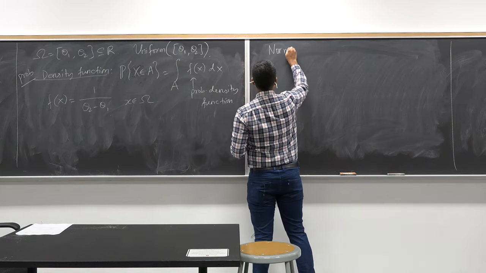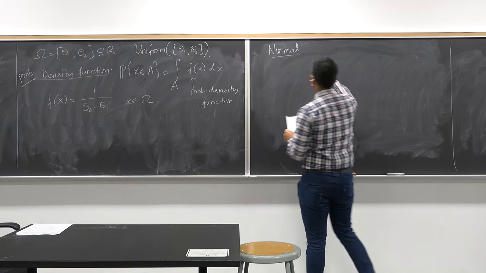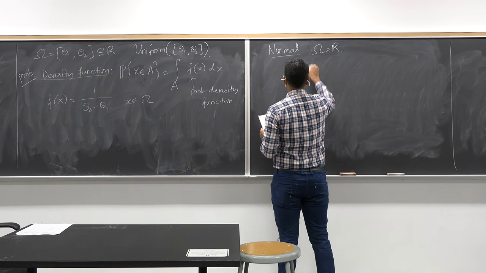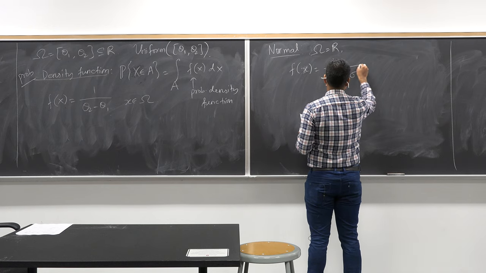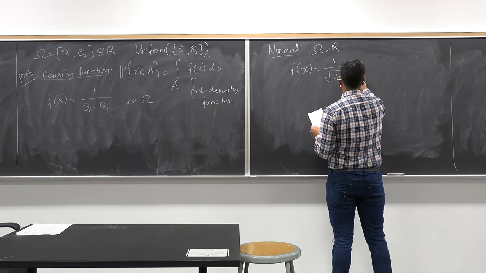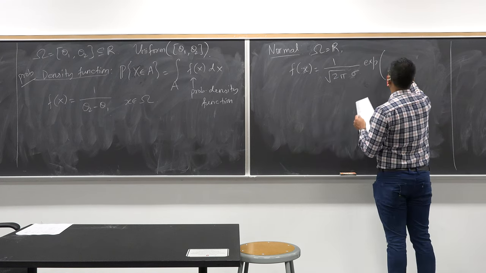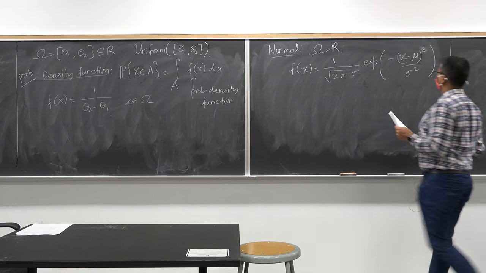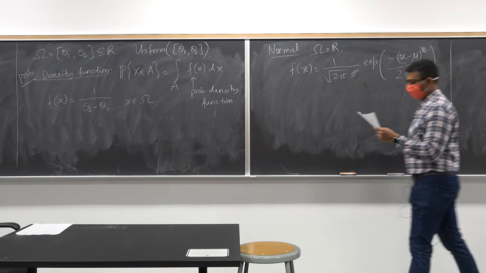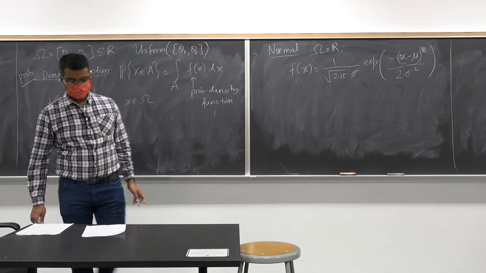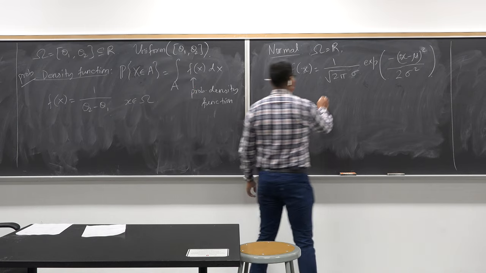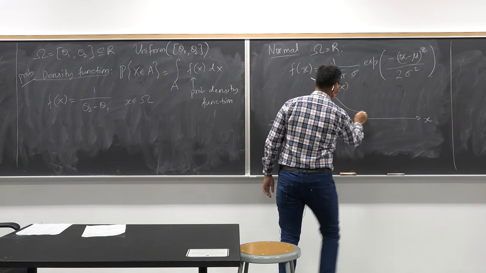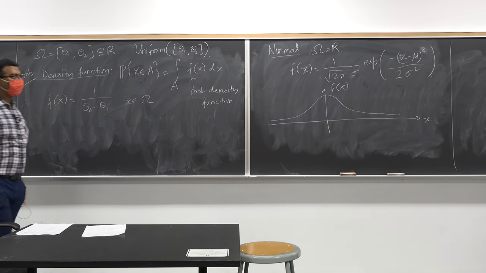The second distribution is the normal distribution, a very important class of distributions, where omega is R and f of x is 1 over square root of 2 pi sigma. So sigma is outside of the square root, times exponential of minus x minus mu squared over 2 sigma squared. This is what a normal density function looks like.